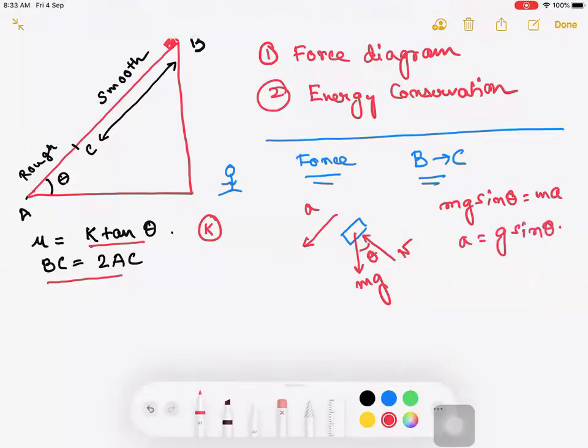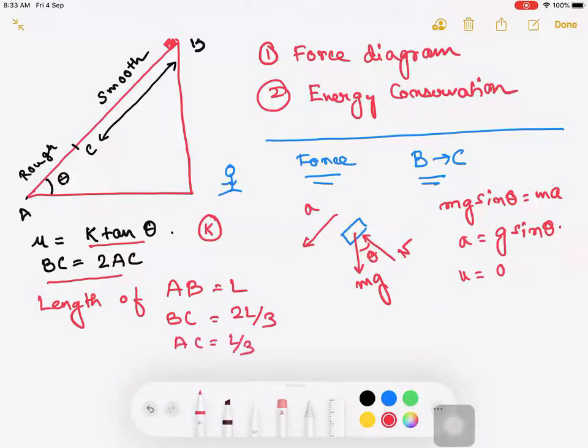Now, the object starts with zero velocity because it is starting from rest. Hence, find out what would be the velocity at the point C. So for that, let's assume that the length of AB is equal to L. That means BC is equal to 2L by 3 and AC is equal to L by 3. Very simple mathematical calculations. So for this movement from B to C, the object covers a distance of 2L by 3.